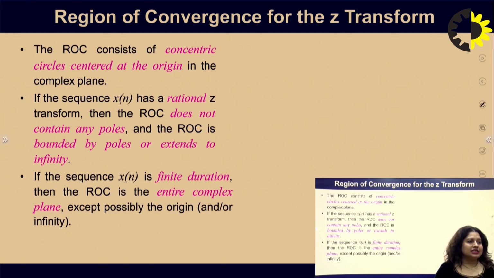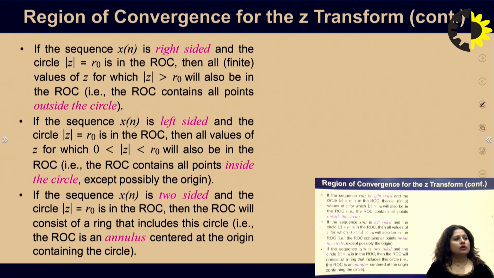If it is a purely right sided expression, then the ROC is mod z greater than a value. If it is left sided, mod z less than a value, and if it is bilateral, then it is between mod z greater than a and less than b, so there will be two concentric circles, and the region inside those concentric circles is the region of convergence. Regarding the region of convergence for the Z transform, if the sequence x n is right sided and the circle mod z equal to r0 is in the ROC, then all finite values of z for which mod z is greater than r0 will also be in the ROC. That is, the ROC contains all points outside the circle.